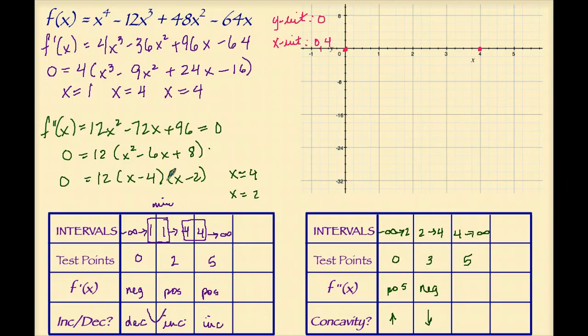And finally, let's put 5 back into our second derivative. 12 times 5 minus 4, a positive number, times 5 minus 3, a positive number, generating a positive value for the second derivative, a concave up section of the graph here.